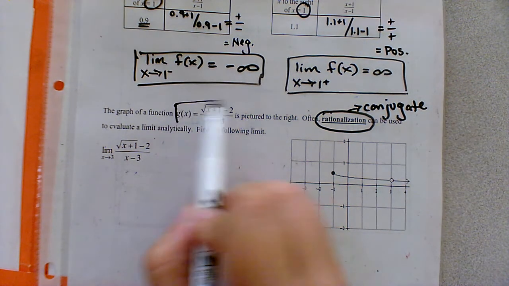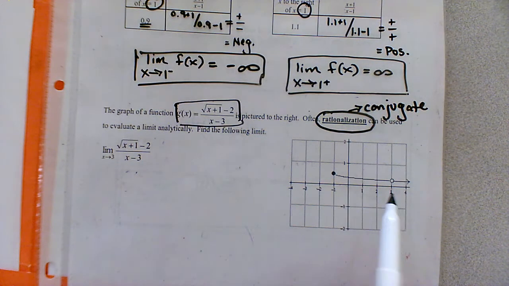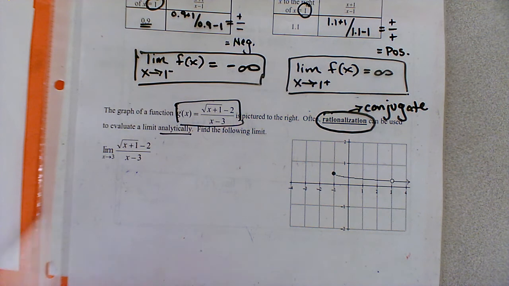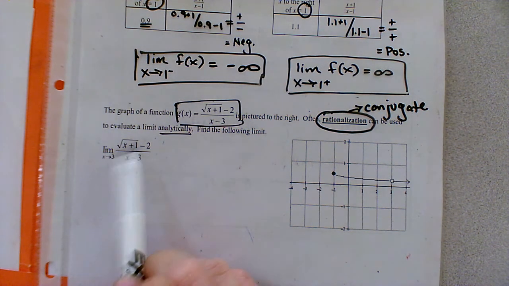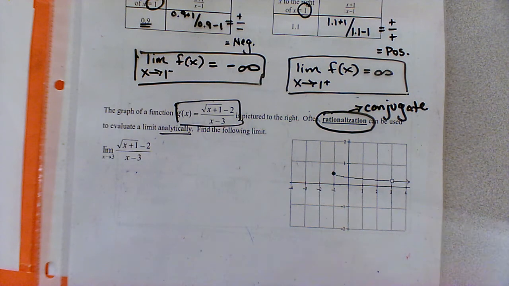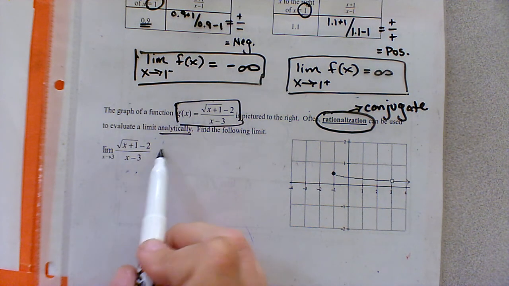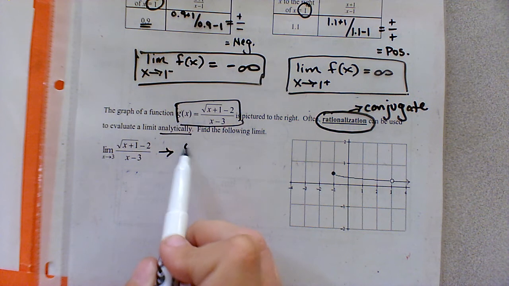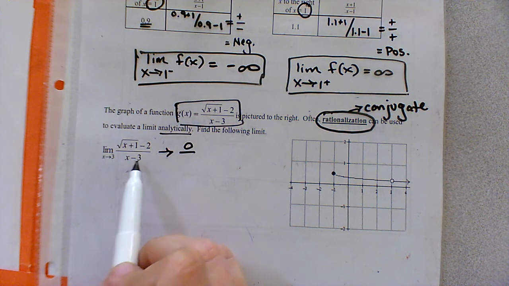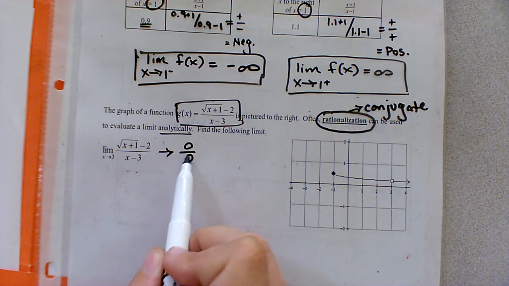So the graph of g of x is pictured to the right, and often rationalization can be used to evaluate a limit by hand. So notice how if we were to try direct substitution, remember that should always be our first try just to see if it works. If we plug in 3, we'll have the square root of 4, which is 2. 2 minus 2 is 0. If we plug in 3 down below, we'll get 0 again.